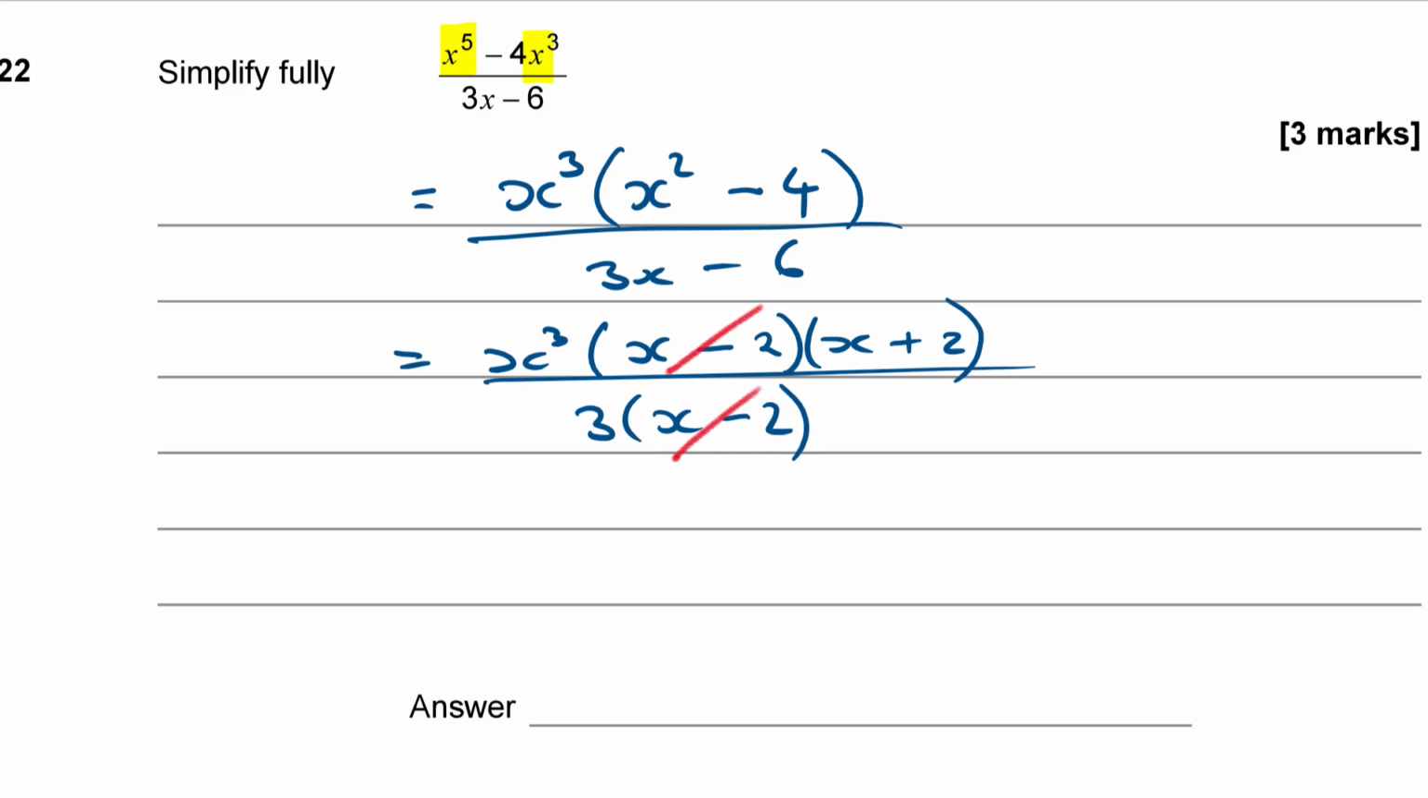And what have I got left then? So I've got x cubed left, and I've got an x plus 2 left, and on the bottom I've got a 3 left, and that's it. So x cubed, x plus 2 on the top, all over 3.